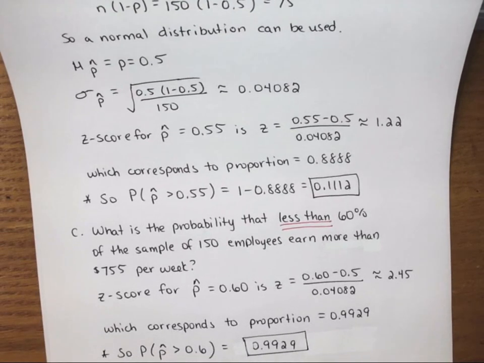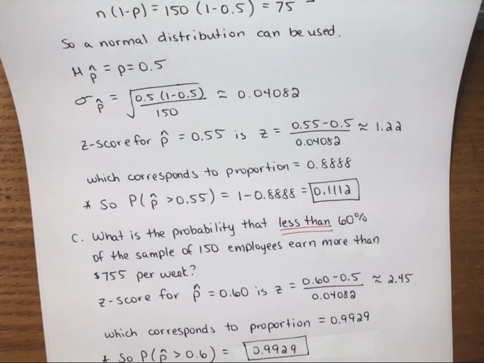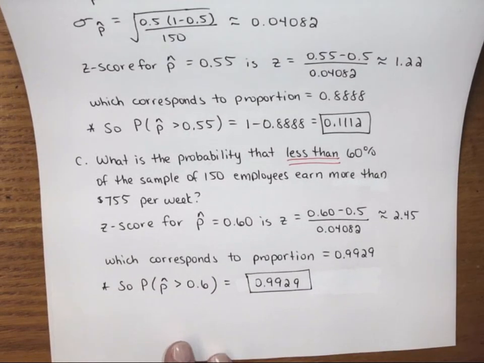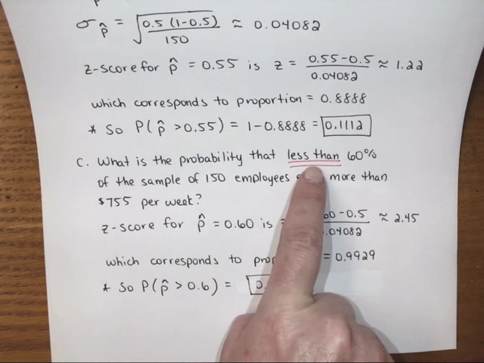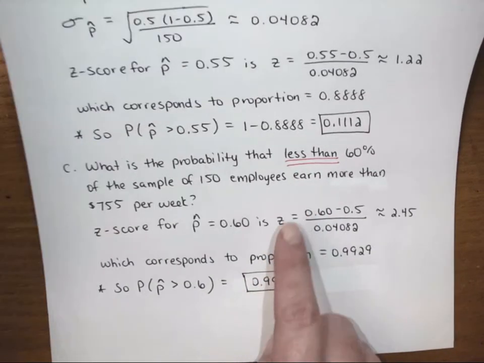It would actually just be this. Because remember, in the original problem, it was that they earned more than $755. So that's not where you need to look for the more than, less than. It actually needs to be in front of the percentage sign.